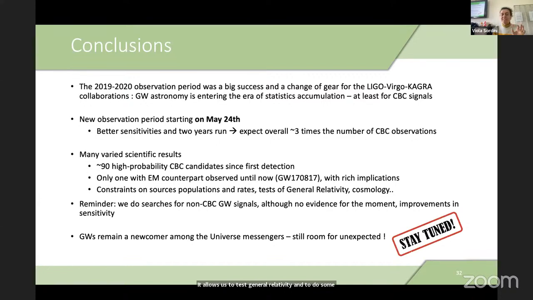And just a reminder, we do search for non-CBC GW signals. And although we have no evidence for the moment, we are getting better at that. So this could also be a surprise of the next observing period, maybe the first non-CBC observation. And as a general point, gravitational waves remain a newcomer among the universe messengers. So we still have room for the unexpected, which is of course very exciting. So stay tuned. And I'm done with my presentation.